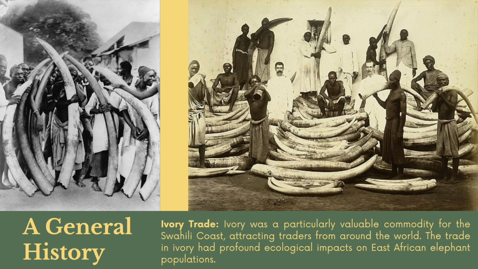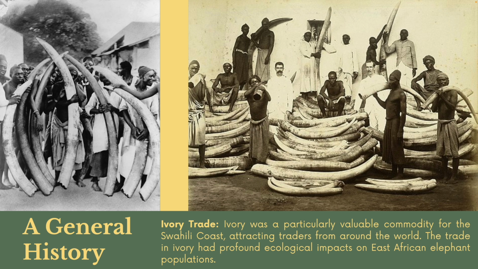Ivory was super valuable, especially from elephant tusks, and lots of people wanted it along the Swahili Coast. This trade made the cities along the coast rich, and it attracted traders from far away. But it also hurt the elephant population a lot, and that was a big problem for nature.